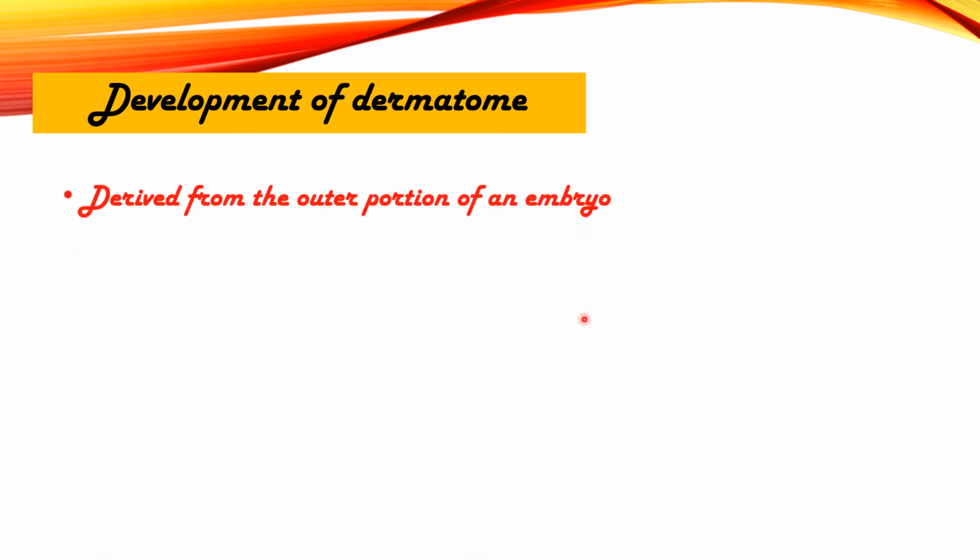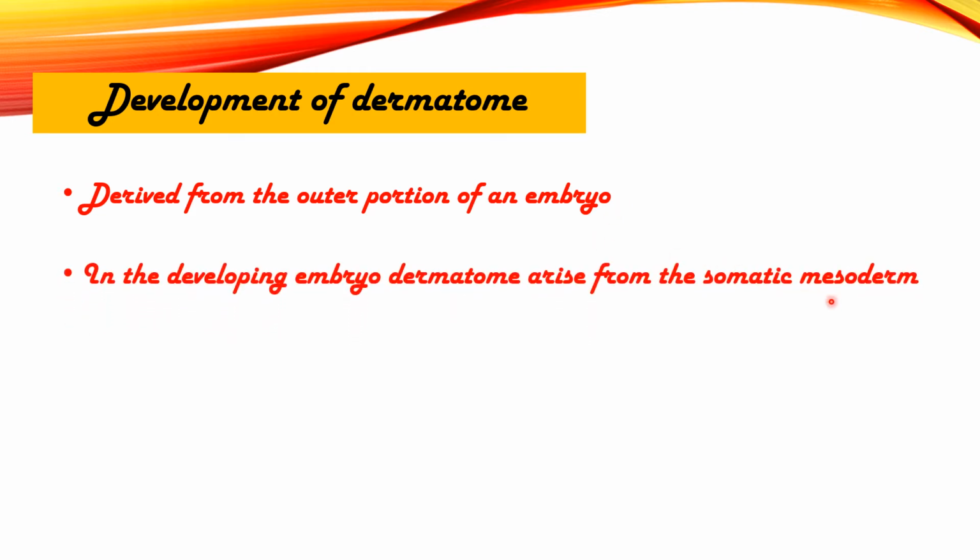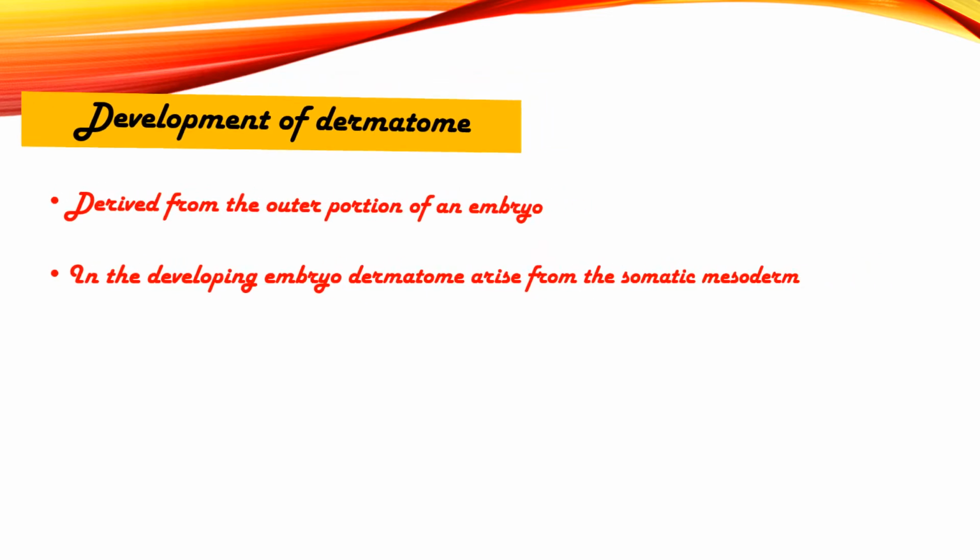Now, how does the dermatome develop? It develops from the outer portion of an embryo. In the developing embryo, the dermatome arises from the somatic mesoderm. So this is how the dermatome develops. Now we can learn about dermatological mapping.